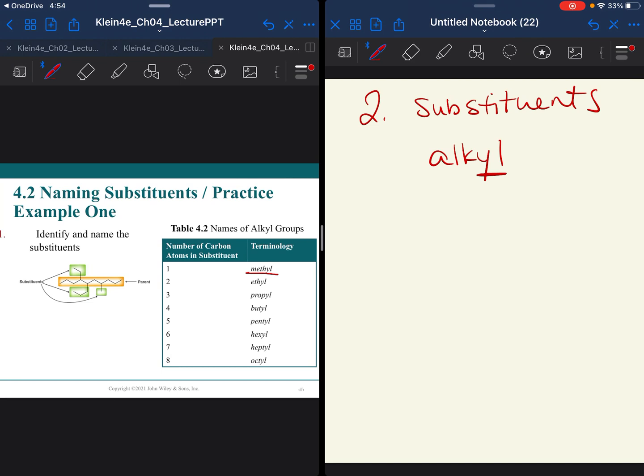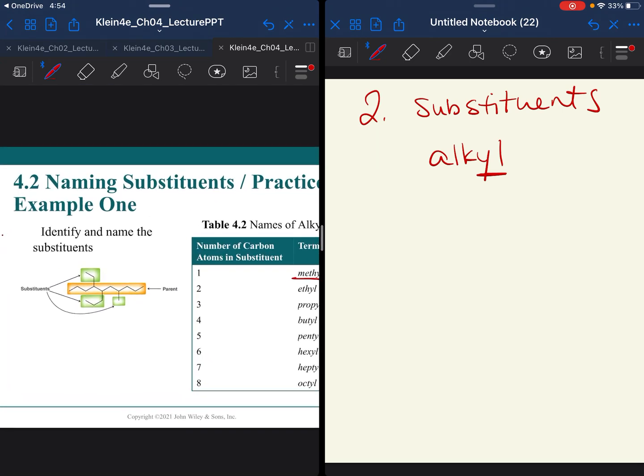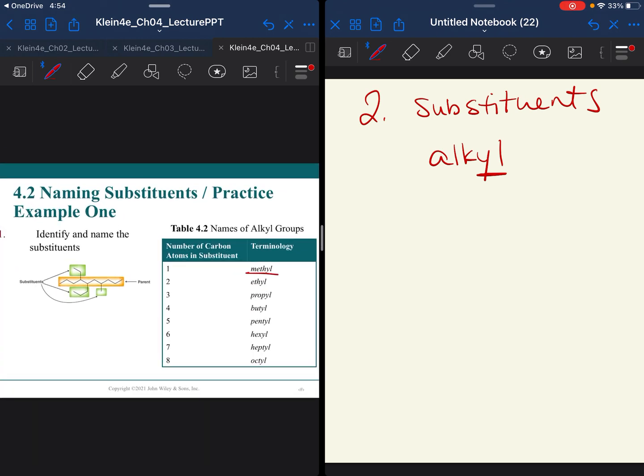You count how many carbons are in the substituent. Now, a carbon cannot be both in the parent and the substituent, right? Notice here how they highlight. The parent is in the yellow box. The substituents are in the green box. There's no overlap. So if we were naming these, it would be ethyl for 2 carbons, methyl for 1, propyl for that 3 carbon one.